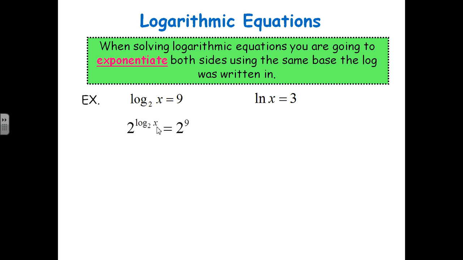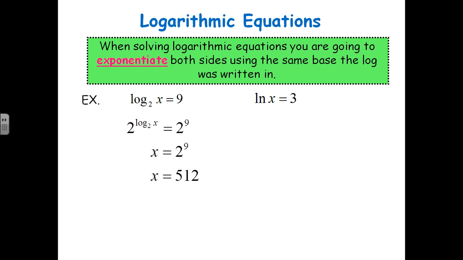So you can see how this and the 9 are the exponents, and that was what was originally in this equation. So what happens is you take the 2 and raise it to the log base 2, those cancel each other out because they're inverses, and you're just left with x equal to 2 raised to the 9th power. And then you can evaluate that quite simply, and you get 512.